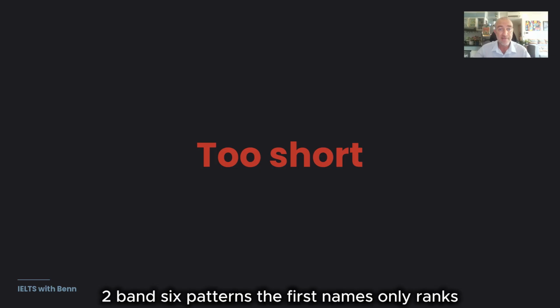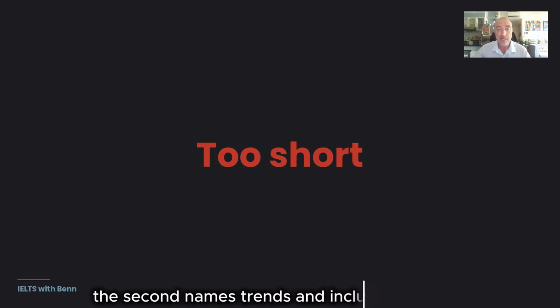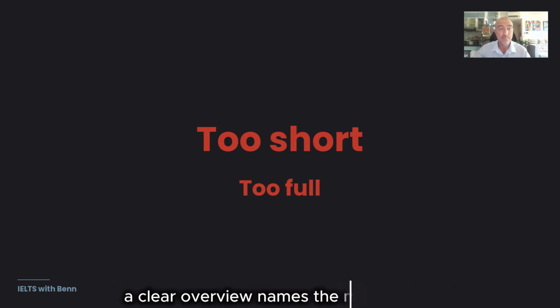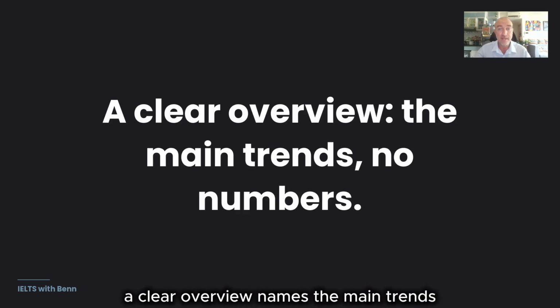2 Band 6 patterns. The first names only ranks. The second names trends and includes numbers. A clear overview names the main trends. The body gives all of the numbers.